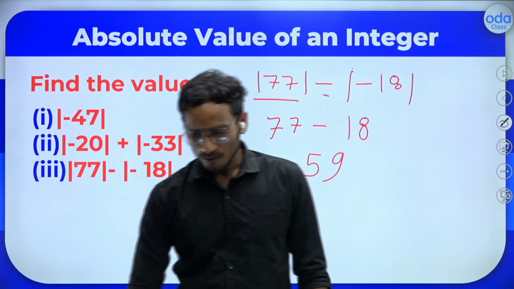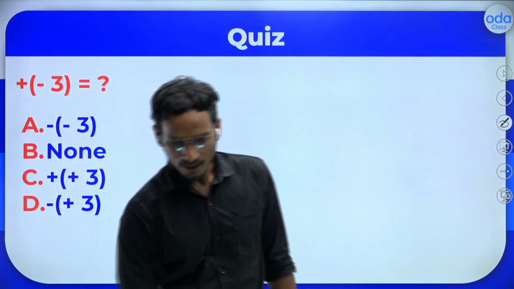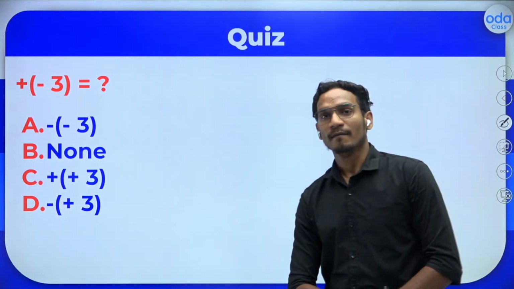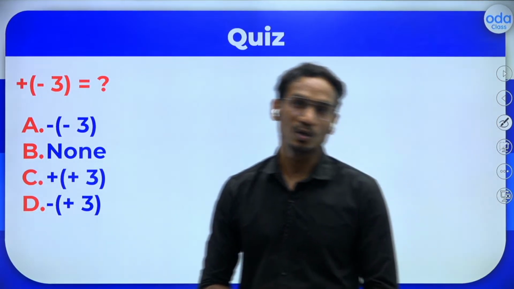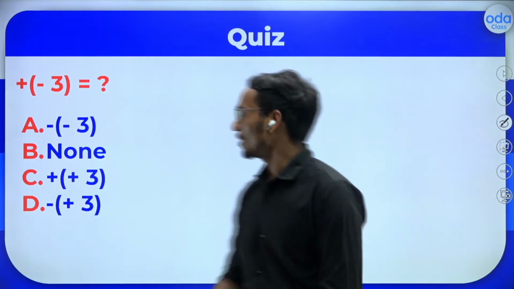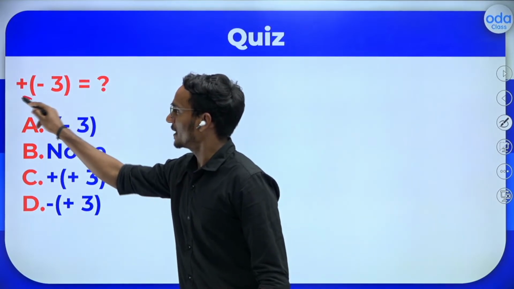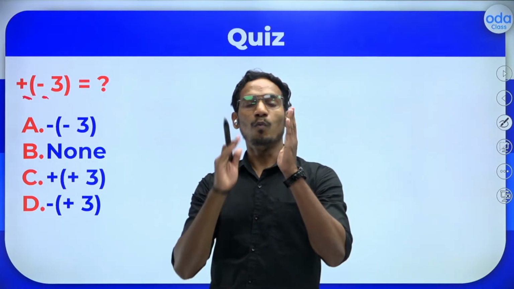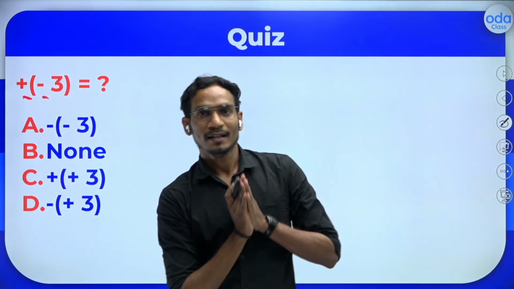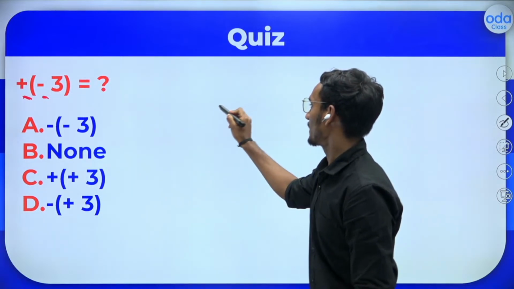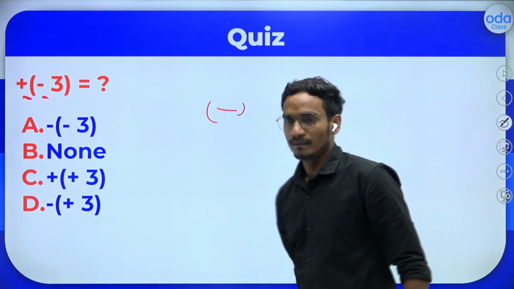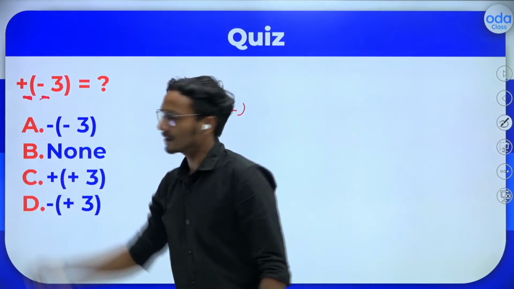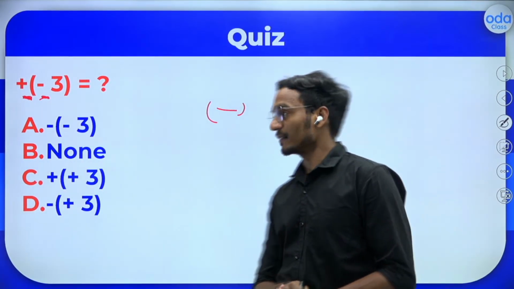ठीक है, चलो let's go ahead. Now we are going to learn what happens when two signs are together. ठीक है, suppose right now you can see here we have a plus sign and a minus sign. When you have 1 plus 1 minus, then the end result will be minus.